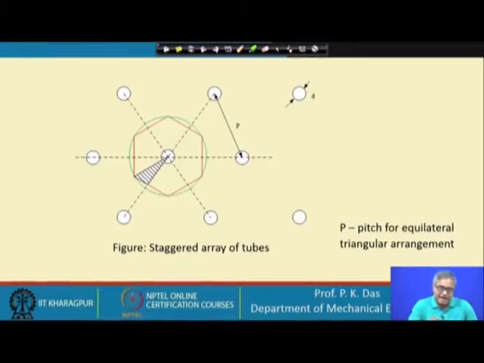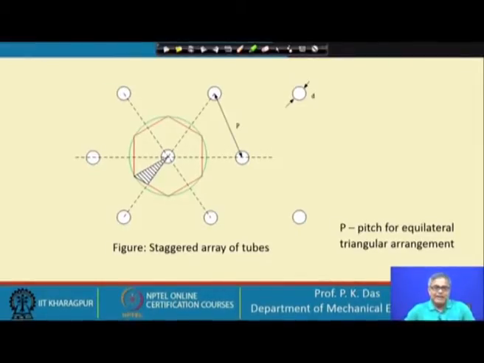This staggered array is drawn in such a way that, more or less, one can imagine the tubes are occupying the apex of some equilateral triangle. So, with only one pitch P, I can define the geometry, and of course the diameter of the tube D, that is important. So, with this I can define the geometry.